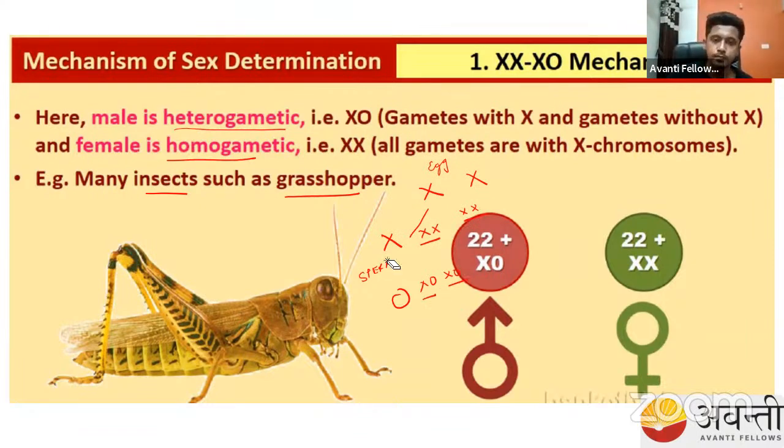Since the male produces two types of gametes, what are they? One sperm will have an X chromosome and the other sperm will have no chromosome, only O, nothing will be there. So since the male produces two different types of gametes, we call this male heterogametic. And the female produces only one type of gamete, only X type, which we call female homogametic. Okay, did you understand the XX and XO mechanism?